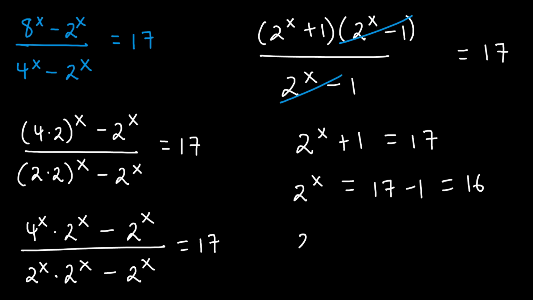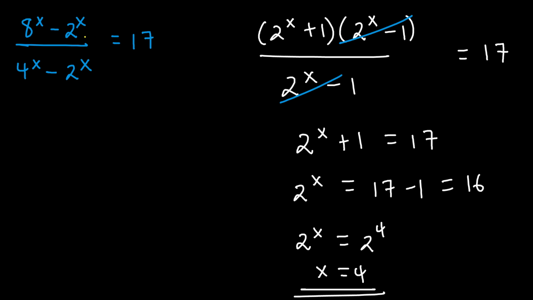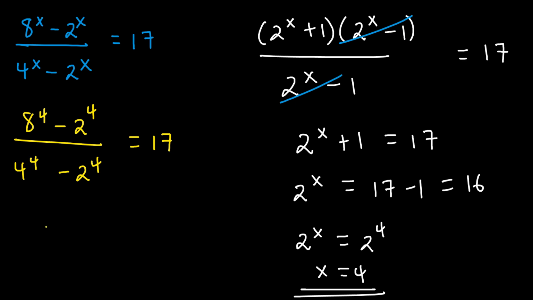And so we shall have 2^x equaling, now 16 is the same as 2^4. And if we compare both sides, we can see that x equals 4. Now let's check and see if this answer is correct. If we put x equals 4 into this equation, we shall have 8^4 − 2^4 divided by 4^4 − 2^4, and this should be equal to 17.